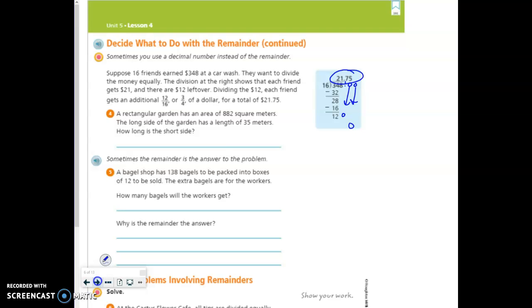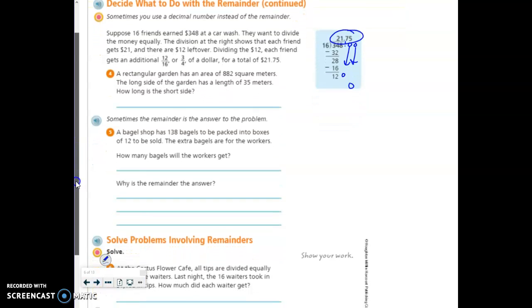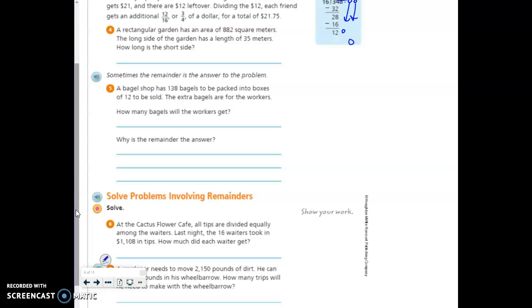And the last one I want to show you today is that we have another problem here where sometimes the remainder itself is the answer, where we can forget the whole number out front and just simply answer what's left over. And that is the key here for this problem, understanding what the question is asking. The extra bagels are for the workers. So how many bagels will the workers get? Well, they're getting the leftovers. They're getting the things that are left.